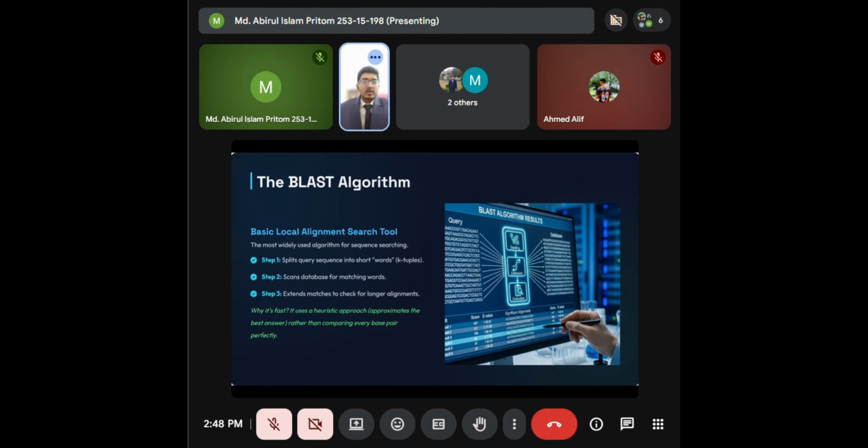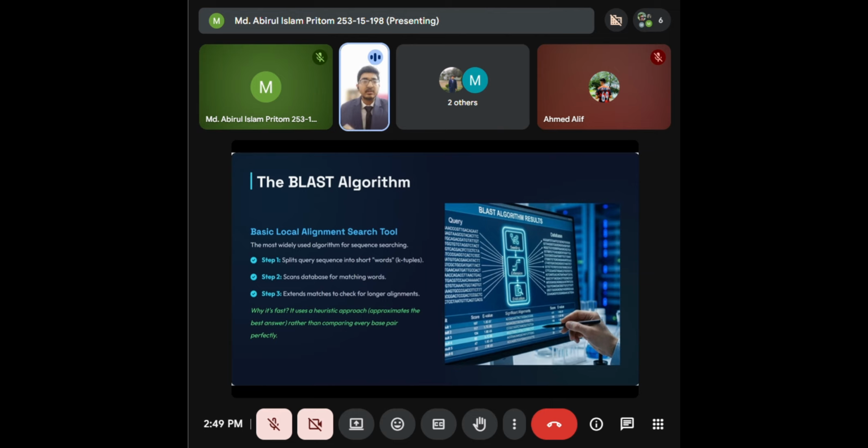Next slide, please. Okay. To perform sequence alignment efficiently, we use an algorithm called BLAST, which stands for Basic Local Alignment Search Tool. BLAST is the most widely used tool for searching biological sequences. The reason BLAST is so popular is because it is fast. Instead of comparing every single base pair, it uses a heuristic approach, which means it finds very good matches quickly.